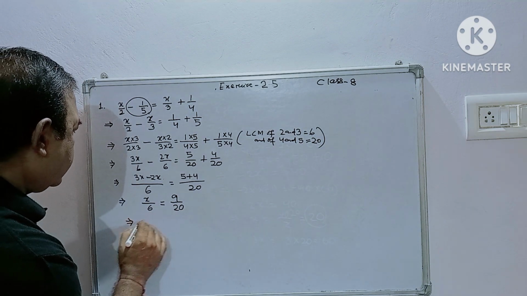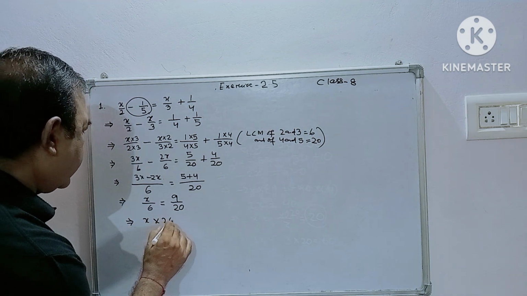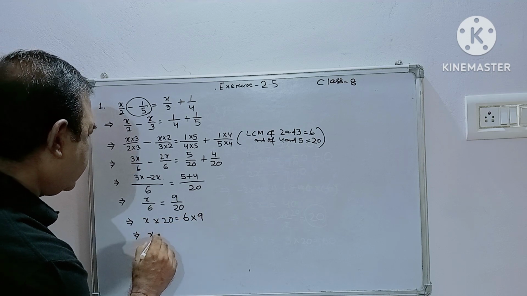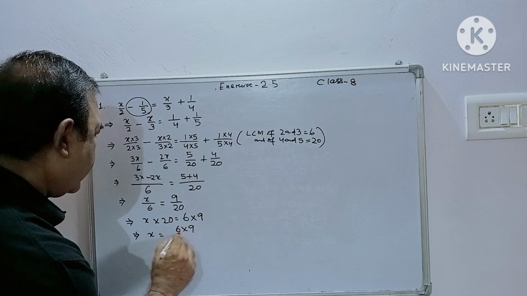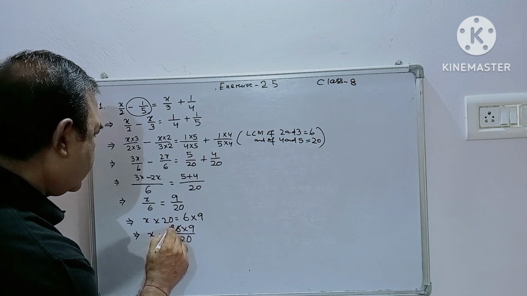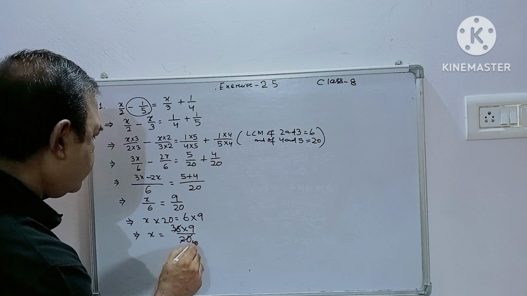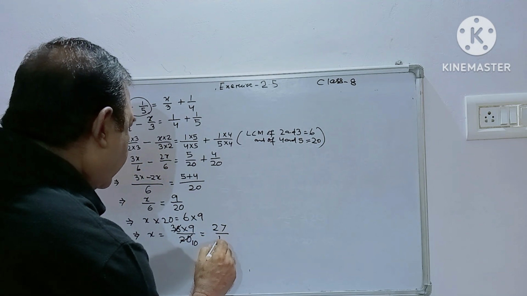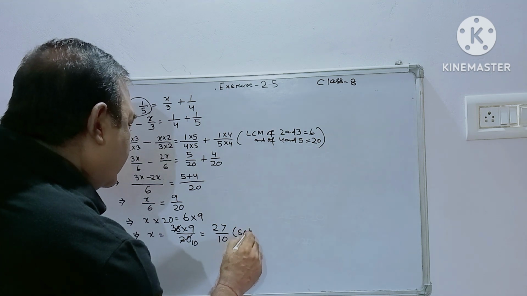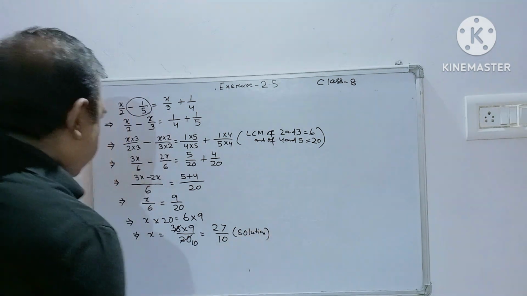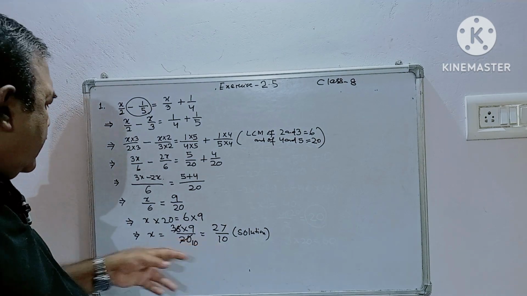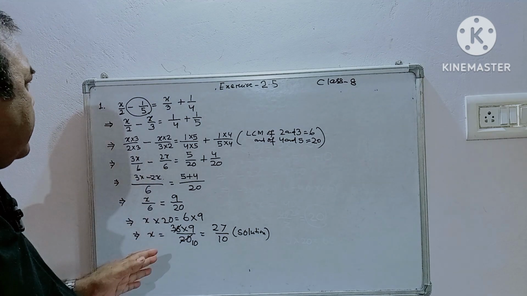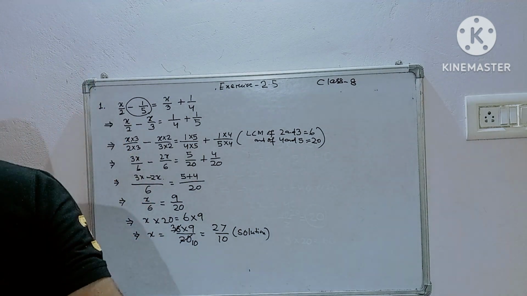That implies x into 20 is equal to 6 into 9. That implies x is equal to 6 into 9 upon 20. 2 3s are 6, 2 10s are 20. That is equal to 27 upon 10. So this is the solution of the equation, and we got the definite value of the variable x, that is 27 upon 10. So this is question number 1, and you will have to solve like this.